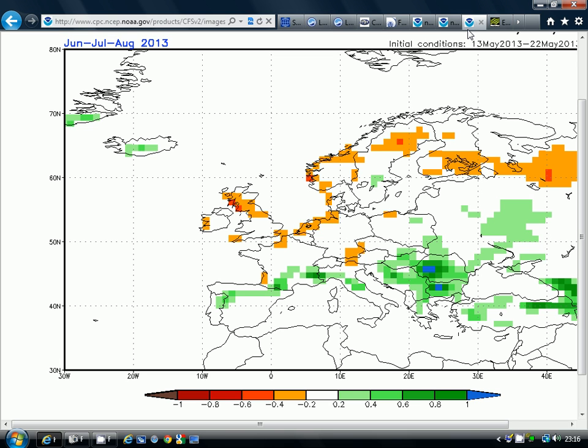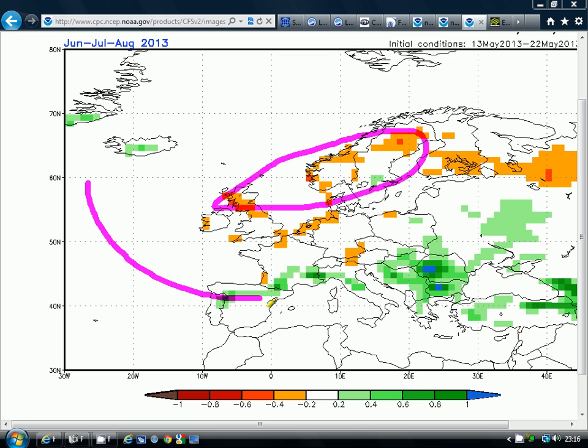And the precipitation anomaly is sort of backing this up as well. We've got a below average precipitation generally for the British Isles and Scandinavia. So again, we've got that ridge there, but with above average precipitation through Spain and into southern France, I think we have got the jet stream coming through here.